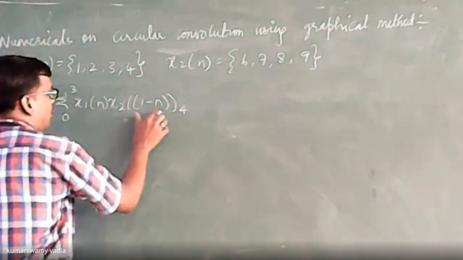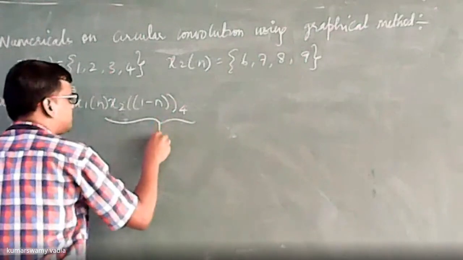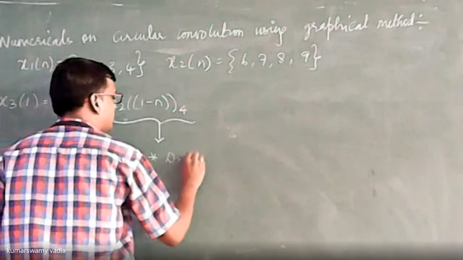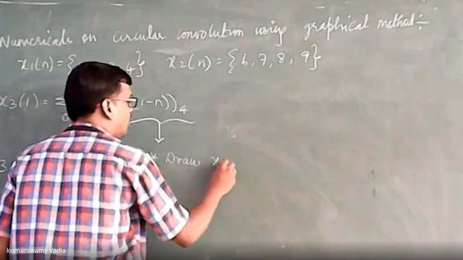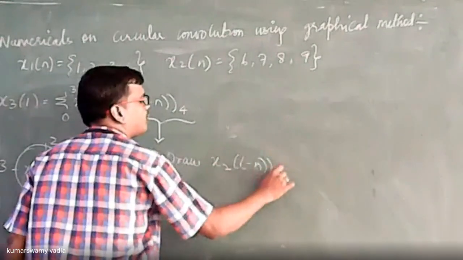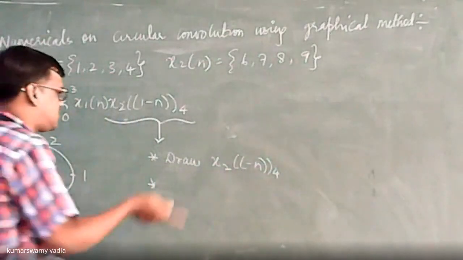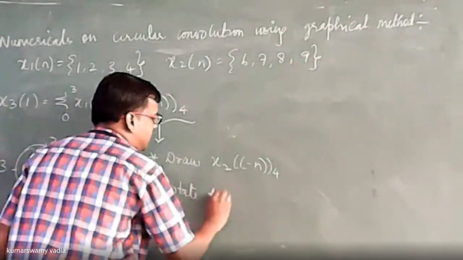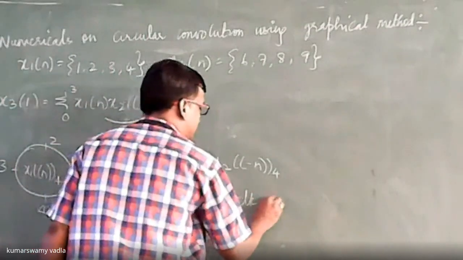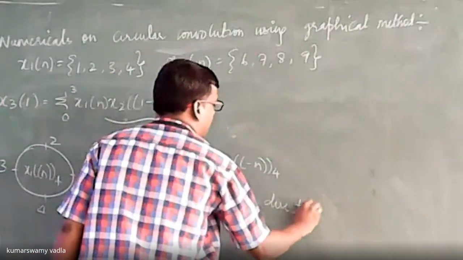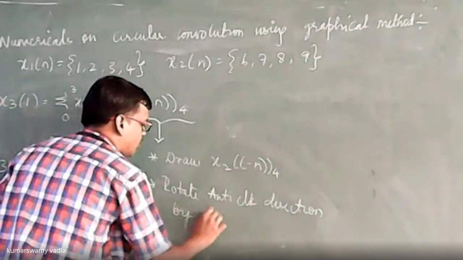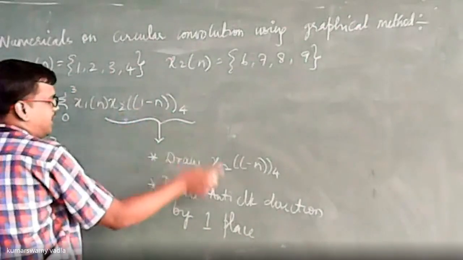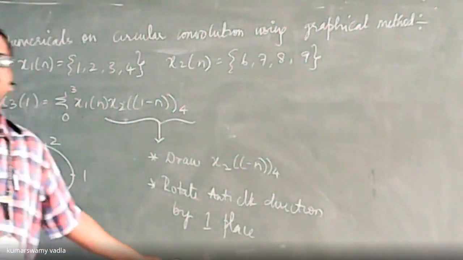Now, to draw this, there are two steps. First, draw x2 of minus n modulo 4. Second, rotate in anti-clockwise direction by one place to get x2 of 1 minus n. Is the point clear here, students?